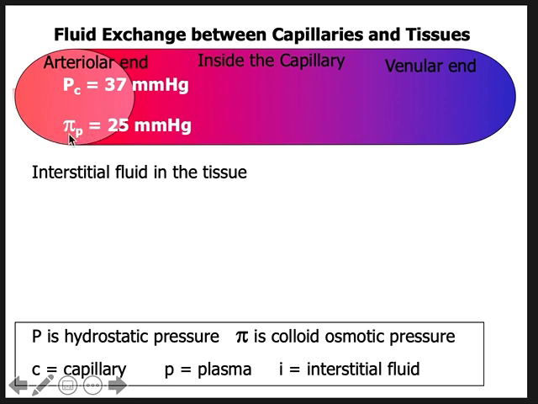So pi of the plasma, colloid osmotic pressure due to the plasma is 25 millimeters mercury. This is always the same because those proteins cannot leave the capillary, right? Then you have your interstitial fluid that's in the tissue, and you're going to have some pressure, right? It does push against the capillary in the opposite direction, right?